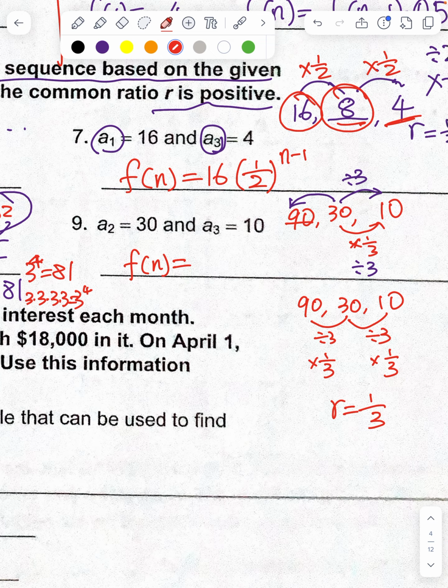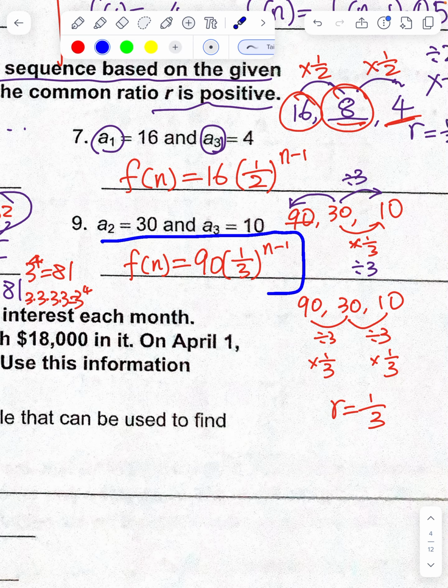First term, 90. We figured out the first term, 90. Multiply by the common ratio, 1/3, raised to the n minus 1 power. So that's it. This is the answer. So this is n minus 1, okay?